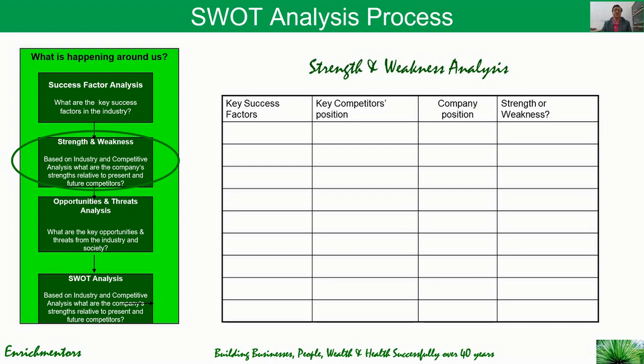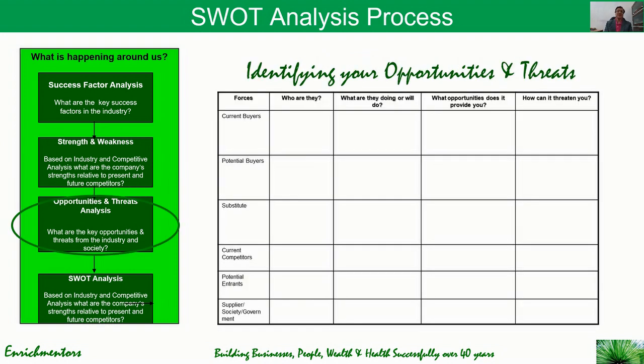Understood? Any questions here? The third step is determining opportunities and threats, in which I'm using Michael Porter's 5 forces model here. Wonderful work again, done by Michael Porter, in which we look at what are the players or forces in the industry. And there are 6 forces that we have listed here: current buyers, potential buyers, substitutes, current competitors, new competitors, and your suppliers, government, society, etc.